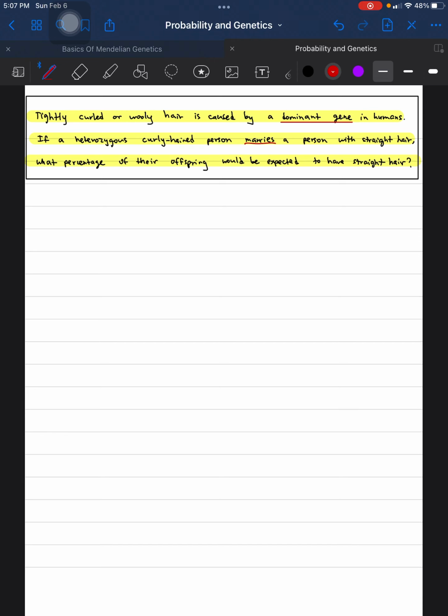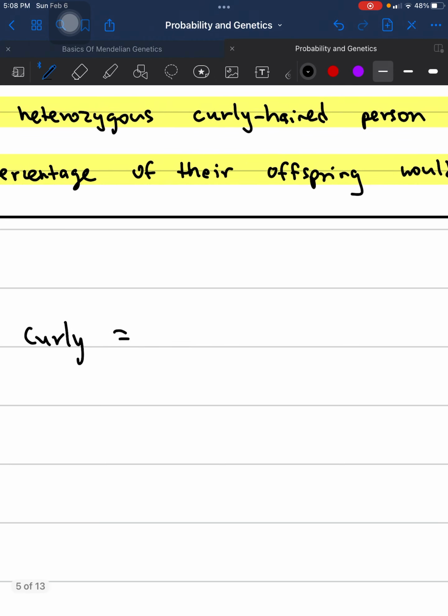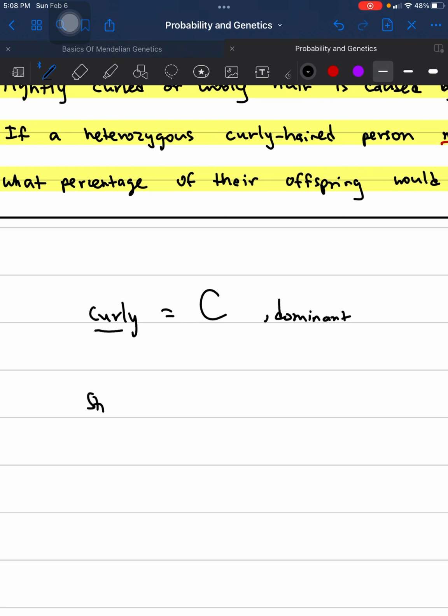Tightly curled or woolly hair is caused by a dominant gene in humans. If a heterozygous curly-haired person marries a person with straight hair, what percentage of their offspring would be expected to have straight hair? First things first, let's point out which alleles are dominant and which are recessive. So curly hair is capital and dominant. Straight hair is recessive, lowercase.